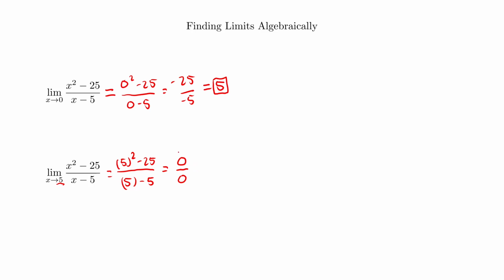But this is something that's known as an indeterminate form. And what that means is that in most cases, the limit will exist. It's not going to be undefined. So this is not an equal sign, but we have to do more work. Okay, we have to do some more work.